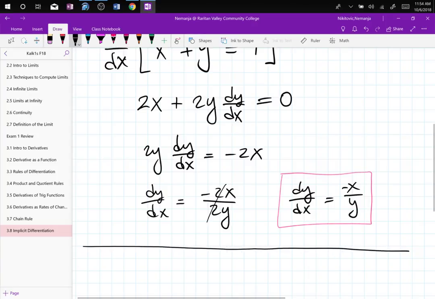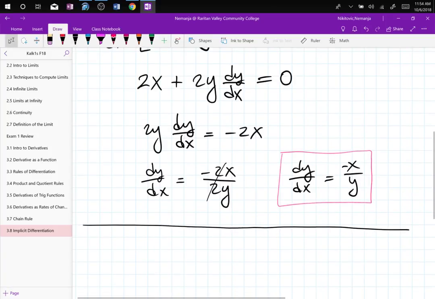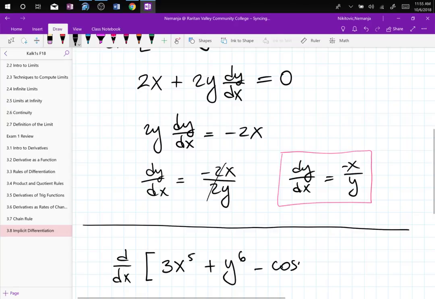Can I have more of these? The answer is obviously yes. Say we have the derivative of 3x to the 5 plus y to the 6 minus cosine y equals 4.